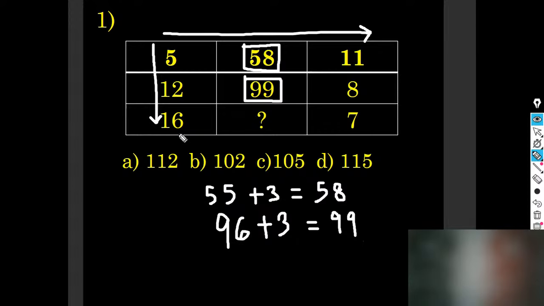So if you observe the third row, it is 16, question mark, 7. So what can be that question mark value? Based on the same logic, can anyone try this one? What is the value of the question mark? Can anyone reply what can be the answer?